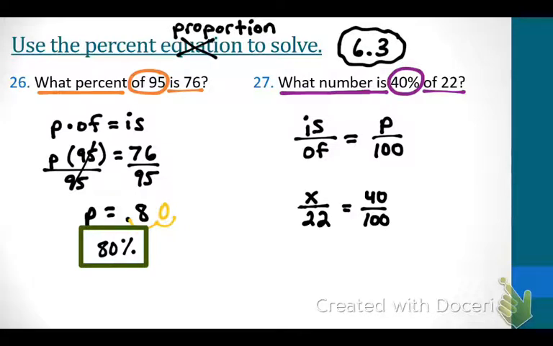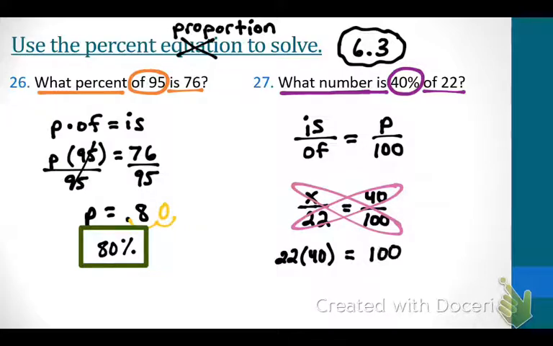Okay, so with cross products, tell us what you did. I multiplied 22 and 40, and then I took that and divided it by 100. Okay, so what is 22 times 40? 880. And then you said you divided it by 100? Mm-hmm. Okay, when you divided it by 100, what did you get?